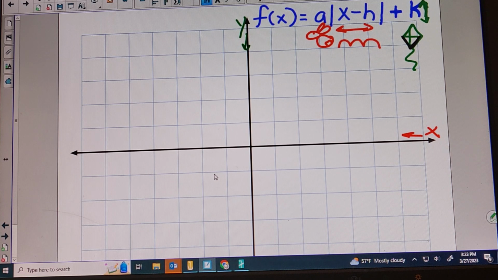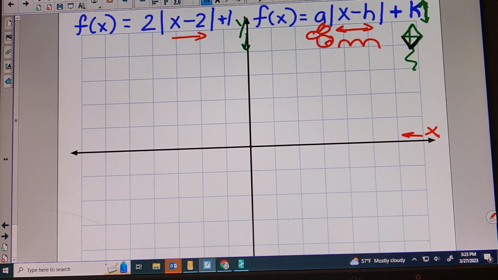Let's take a problem. Let's do f of x, again, same thing as y, equals 2 times the absolute value of x minus 2 plus 1. The rabbit, the H, hops in the opposite direction, and the K does what it's told. So we're going to start with the H. It says -2. We are going to go +2. Right here.